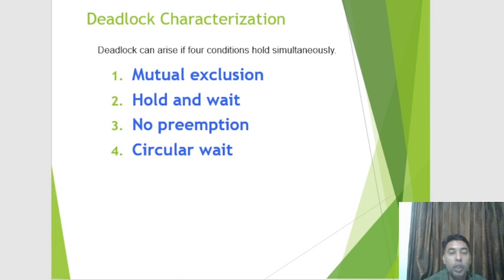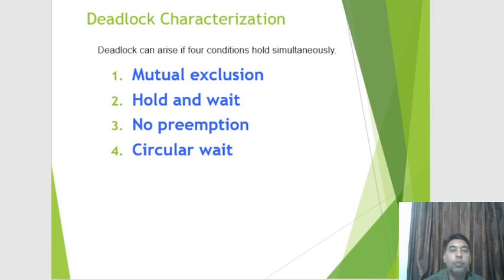Now the third condition is no preemption. In this condition, a resource cannot be taken from a process by the operating system forcefully. The process can only release it by itself. The OS cannot take it or preempt it forcefully. This is the third condition, known as no preemption.